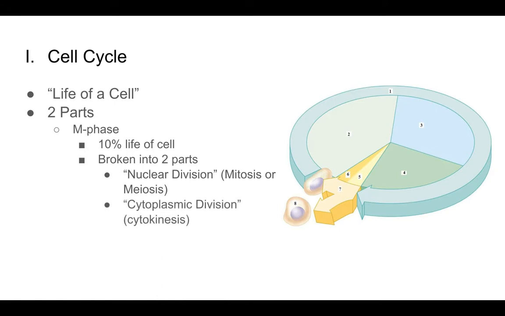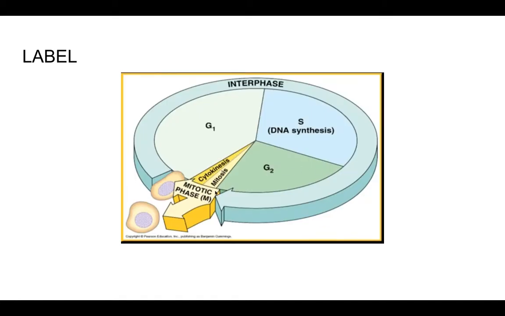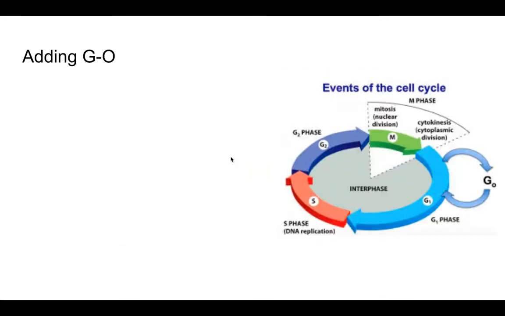Number 6 is called cytoplasmic division or cytokinesis, and we are going to split the cell into 2 separate cells. So going back to that diagram, what they have labeled is mitosis. We know that that is nuclear division, and what they have labeled as cytokinesis is cytoplasmic division.